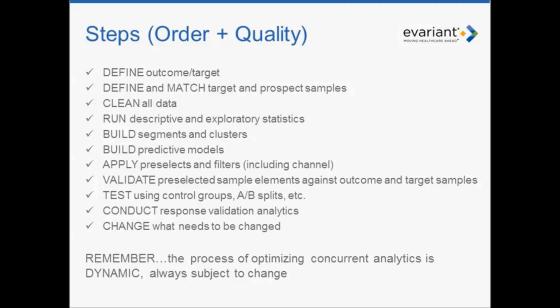And notice that I have building segments and clusters before building predictive models. You don't necessarily have to do it that way, but generally from a statistical standpoint, you start with the most simple statistics and you work your way up to the more complex statistics. So you start with the simple descriptive and what we call bivariate statistics, and then you work your way up to more of the multivariate. Segments and clusters are generally considered descriptive statistical techniques, whereas predictive modeling is an inferential technique.